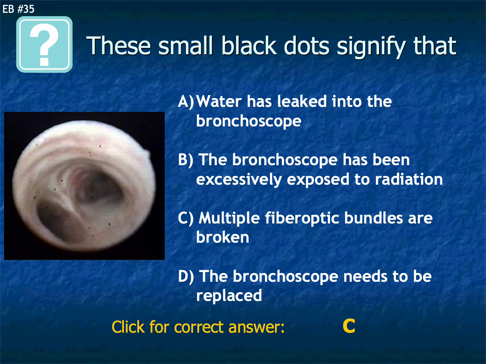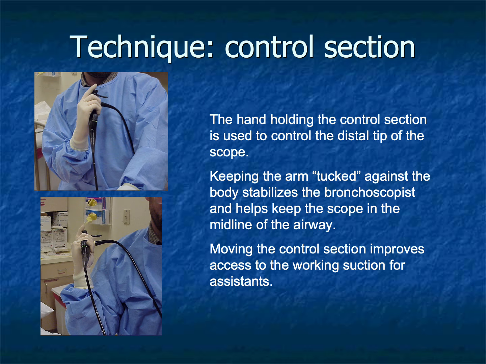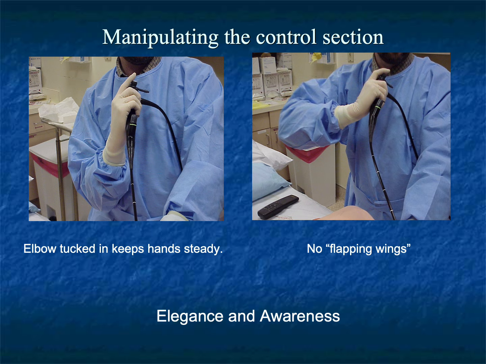This next section focuses on something often underestimated in procedural education: how one holds the bronchoscope. Technique expresses posture, economy of motion, awareness, and control. Keeping the elbow tucked stabilizes movement. Standing upright preserves endurance. Avoiding exaggerated motions reduces fatigue and improves precision.